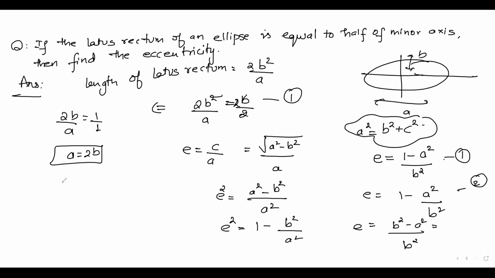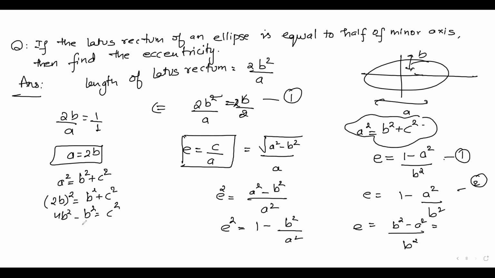Now we have this relation e is equal to c by a, so we need c. What's the relation? a square is equal to b square plus c square. So in place of a, we can put 2b whole square is equal to b square plus c square. Shift this: 4b square minus b square is equal to c square. So here we will get 3b square is equal to c square. So c we will get root 3 b is equal to c.